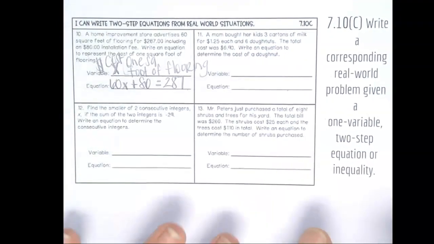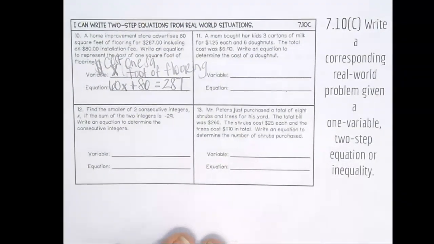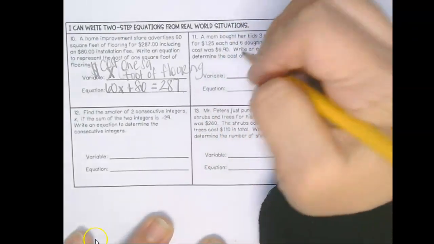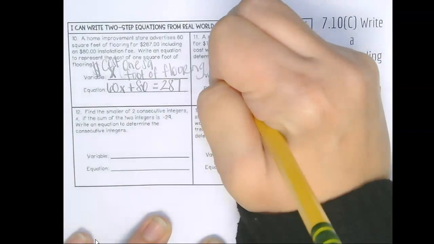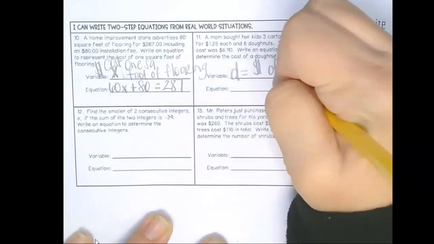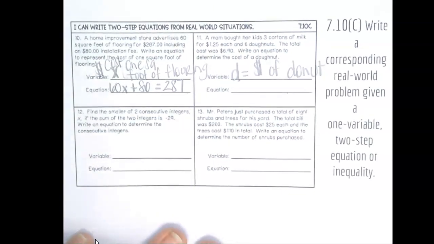All right, let's look at number 11. A mom bought her kids 3 cartons of milk for $1.25 each and 6 donuts. The total cost was $6.90. Write an equation to determine the cost of a donut. So the variable, let's say it is going to be D, and that's going to be the cost of the donut. All right, let's talk about what else we know.